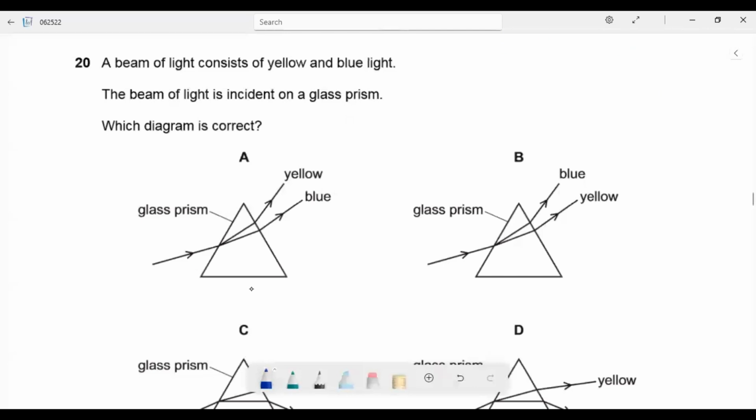A beam of light consists of yellow and blue light. The beam of light is incident on a glass prism. Which diagram is correct? When a beam of visible light is incident on a glass prism, it will get refracted and deviated. So it will disperse into VIBGYOR, that is violet, indigo, blue, green, yellow, orange, red.